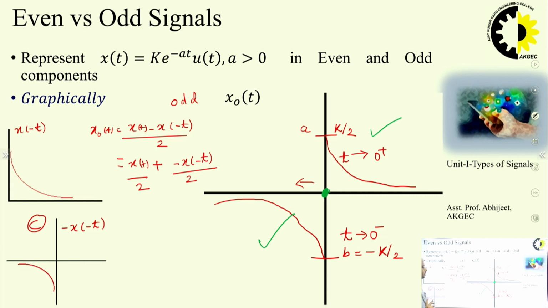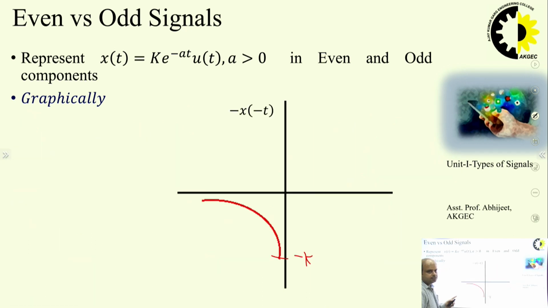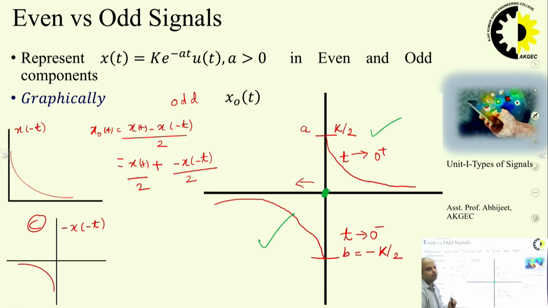So if we are doing this in this formulation, you can see a was k at t is equal to 0, and c was minus k at t is equal to 0. So what we are getting is k minus k by 2, which means 0. So at t is equal to 0, the signal is 0. At 0 minus, this signal was minus k, and by formulation it will become minus k by 2. At t is equal to 0 plus, it will become plus k by 2.